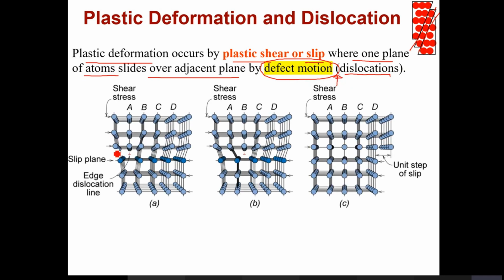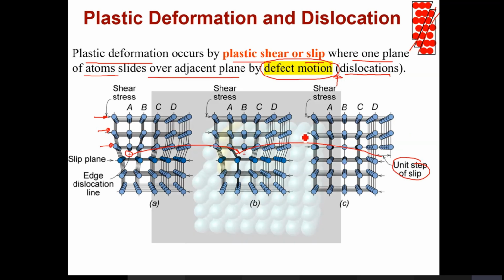If you remember this edge dislocation being present in a system, and the system is experiencing shear stress. So as the shear stress is being applied onto a material, you see that the dislocation moves one step at a time, and it ultimately creates a unit step of slip that has taken place. That means there has been a permanent plastic deformation that has taken place due to the motion of the defect itself.